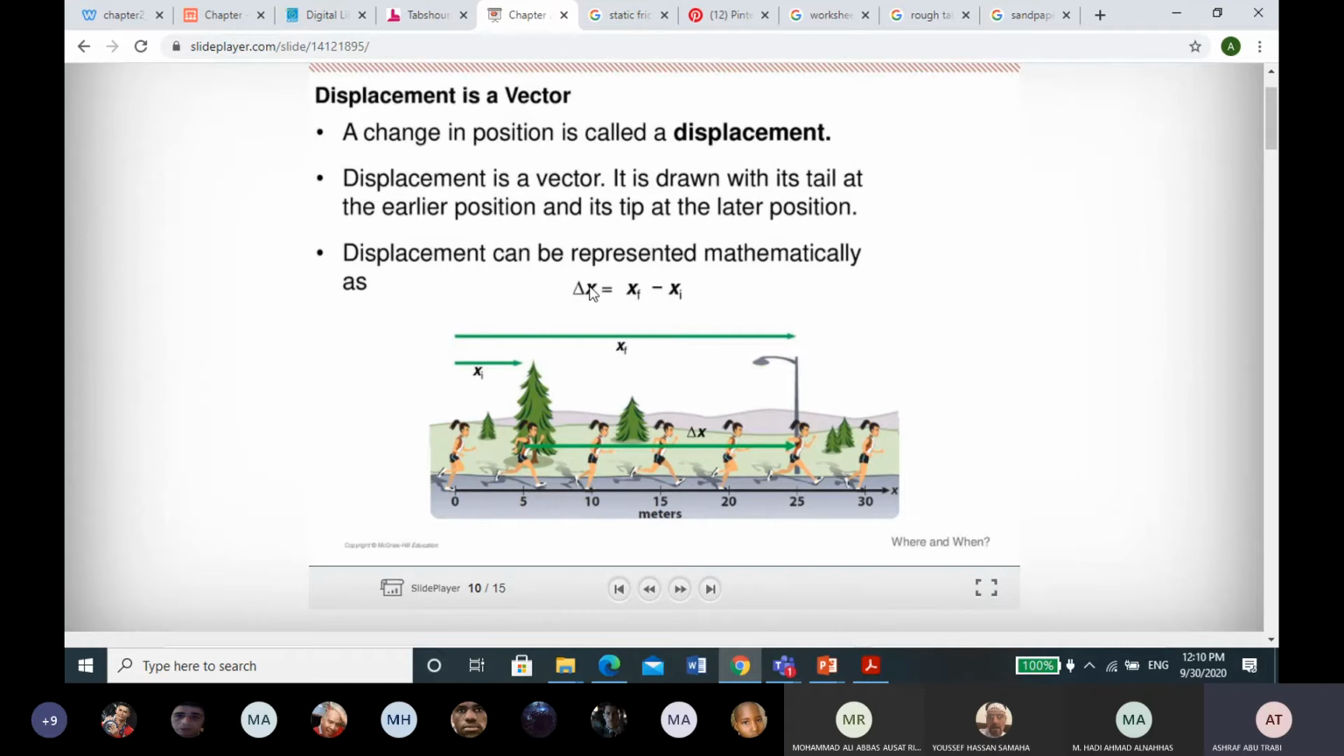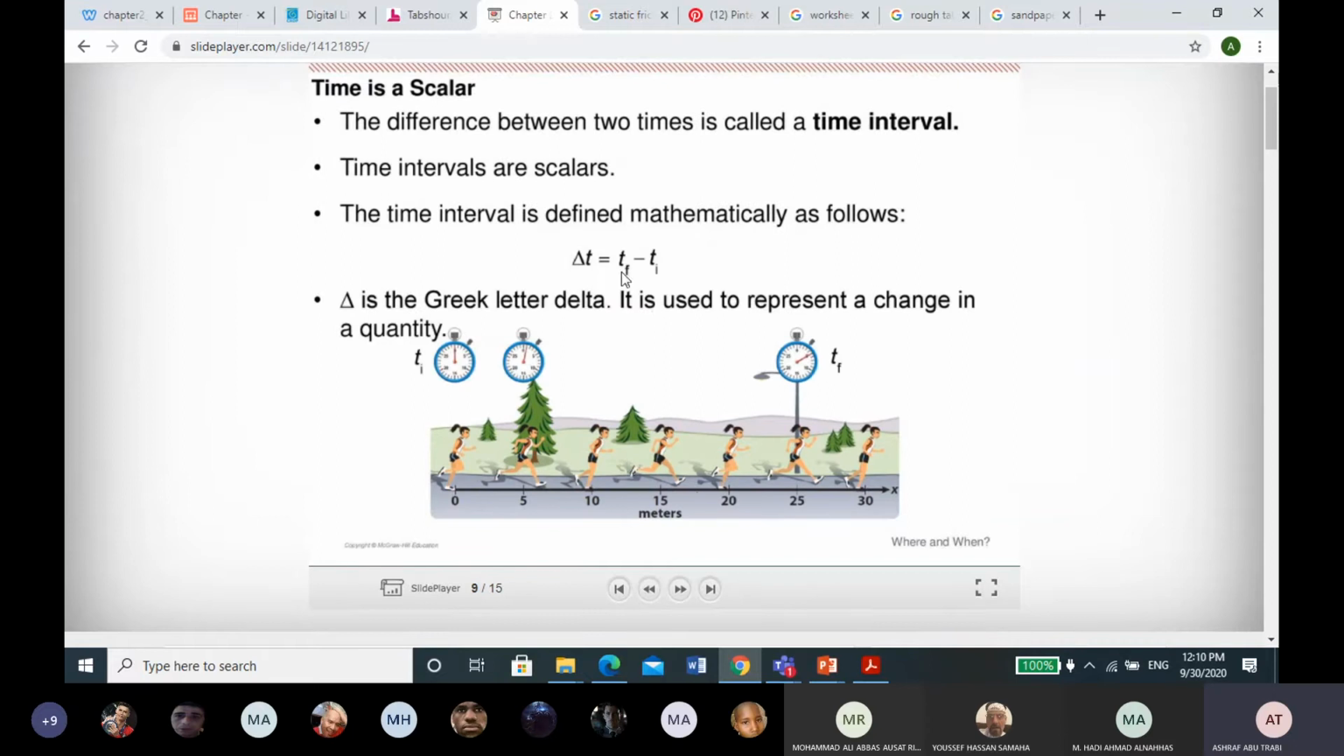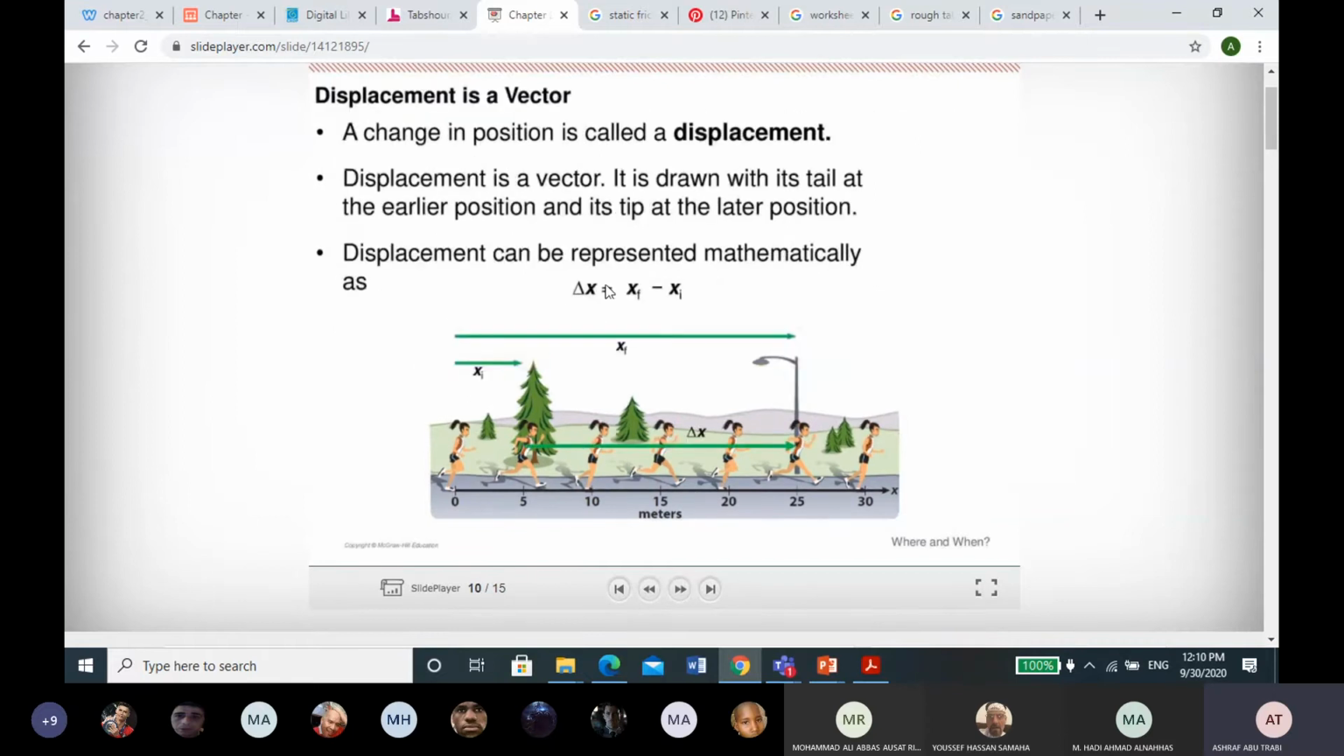So what is delta x, guys? Just as we say delta t is t final minus t initial, here delta x is x final minus x initial. Guys, please, I want all of you to take notes. You may use these in the assignment. Okay?